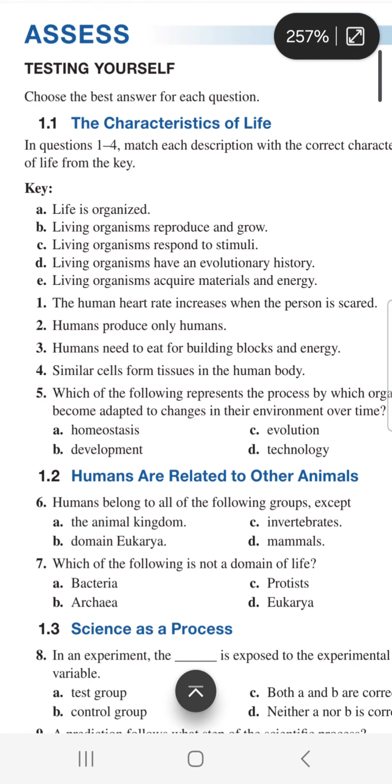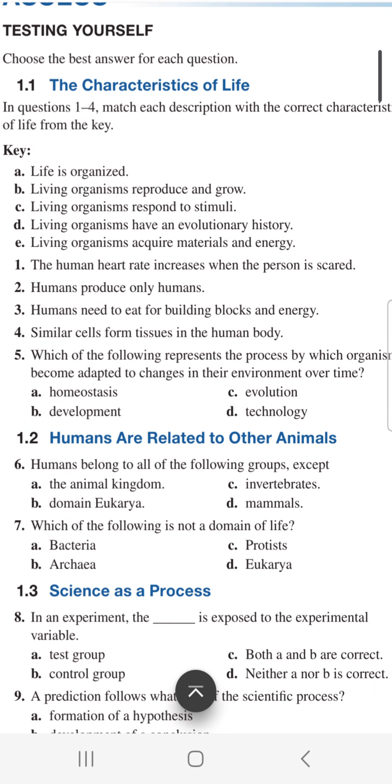Question number 1. We have: life is organized, living organisms reproduce and grow, living organisms respond to stimuli, living organisms have an evolutionary history, living organisms acquire materials and energy. They want us to match each description with a sentence. Number 1, the human heart rate increases when the person is scared. So when the person is scared, the human heart responds by increasing the heart rate. So this is obviously C, in which living organisms respond to stimuli.